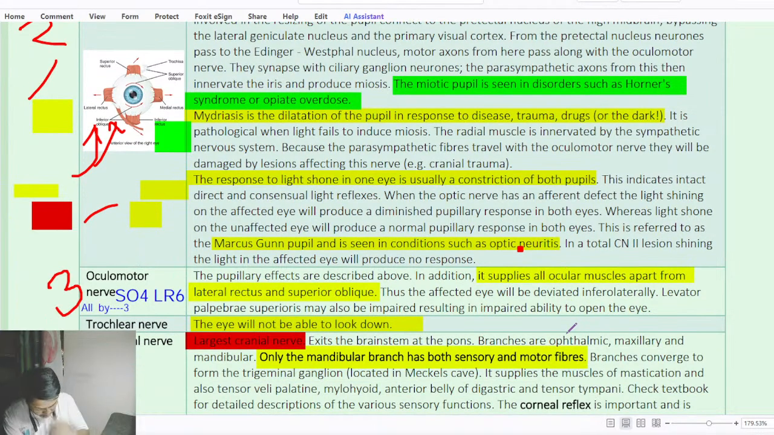Oculomotor. Remember this one. You all know this. SO4, LR6: superior oblique is 4th, lateral rectus is 6th. This question also came in today's mock exam. LR6, lateral rectus.